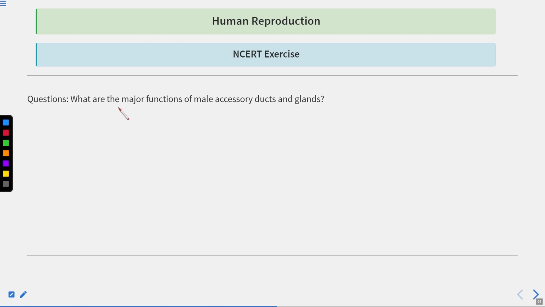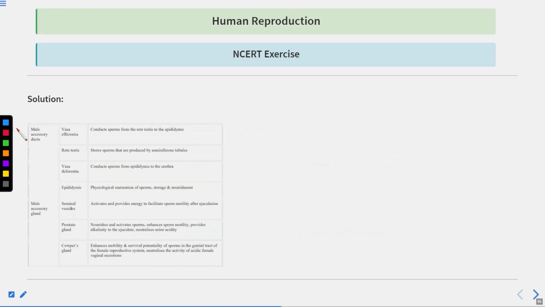Now let's move on to the next question. What are the major functions of the male accessory ducts and the male accessory glands? So you know what the male accessory ducts are? Here you can see these are the male accessory ducts: vasa efferentia, rete testis, vas deferens, and epididymis. So what is the function of vasa efferentia? It conducts sperms from the rete testis to the epididymis. So you can write it transports the sperms from the rete testis to the epididymis.